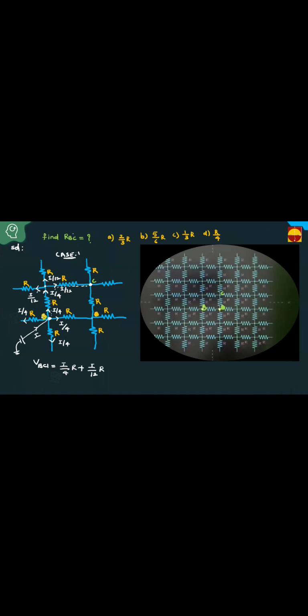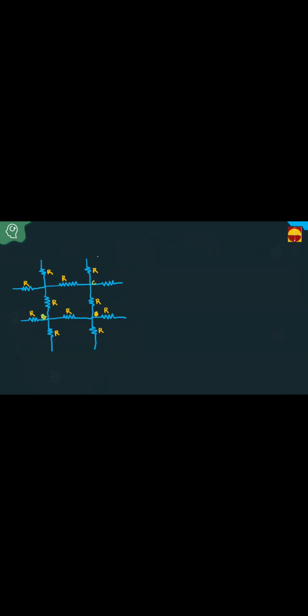This is I by 4 is leaving. Here I by 4 is entering means remaining 3 resistors are there now. I by 12 is, this is I by 12 into R. This total, or you can calculate this also. You go through this path or this path, you can get same. I by 4 into R plus I by 12 into R. This is case 1. Then case 2, you have to take the leaving.